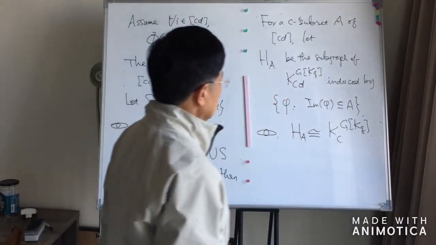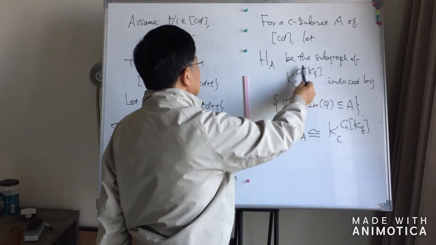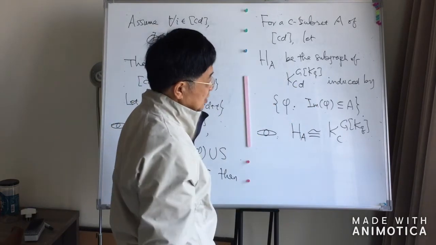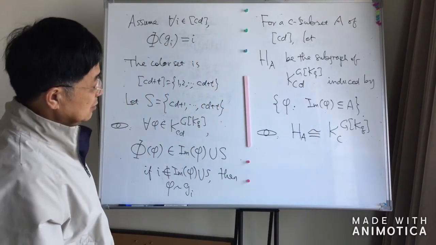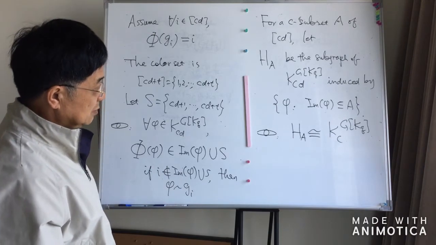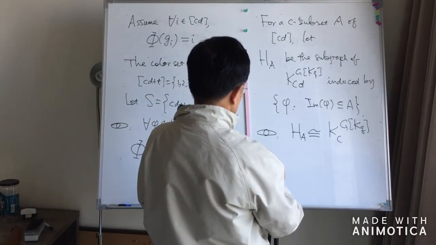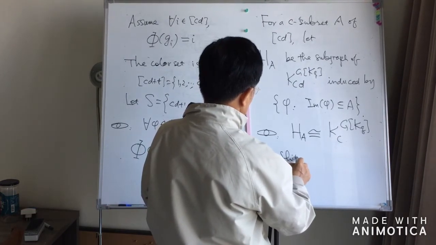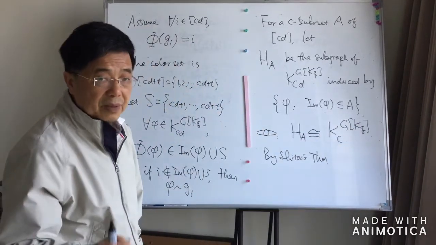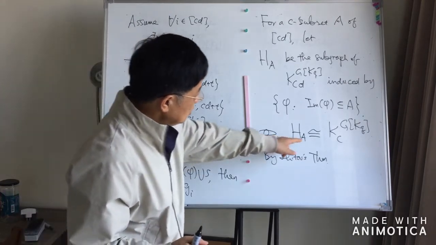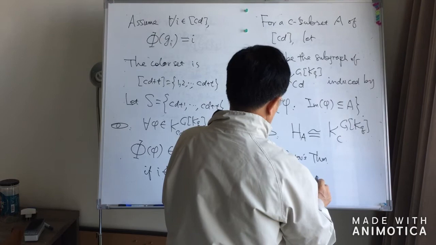Why is that? What is HA? HA are the vertices of all the maps that color the vertices of this graph by colors from A, and A is of size C, and this also colors the vertices of this graph by a set of size C. So therefore they are isomorphic. But by Shitov's theorem, this graph has chromatic number bigger than C, therefore this HA has chromatic number bigger than C.